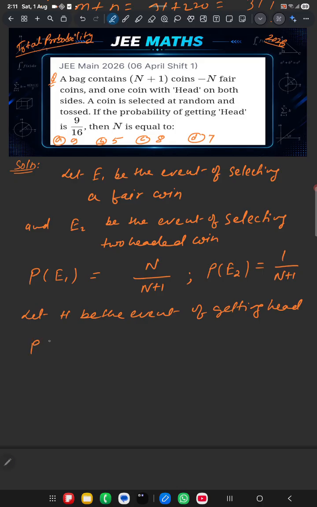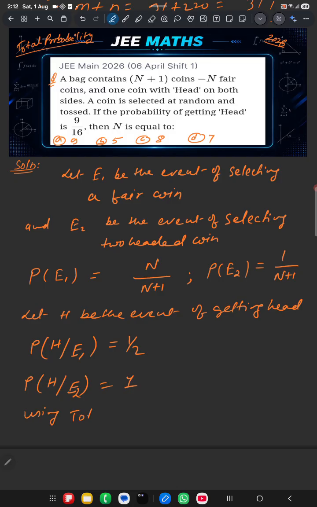Therefore, according to our question, suppose E1 is the event, meaning we have selected a fair coin. In that case, what is the probability of getting a head? 1 by 2. Similarly, with the same logic, if we have selected the unfair coin, that is the two-headed coin, the probability of getting head is how much? Sure event, 1. Now we will use the total probability theorem.